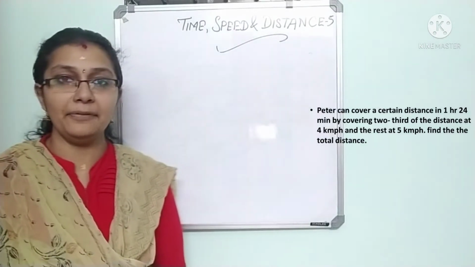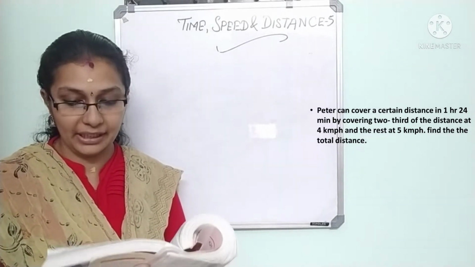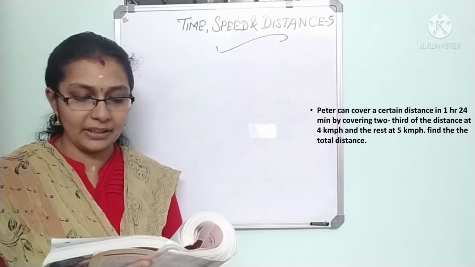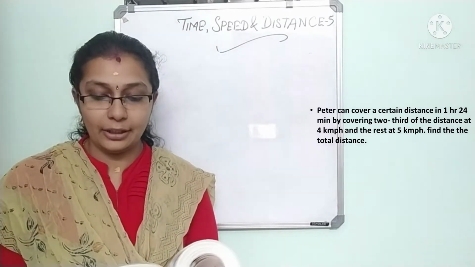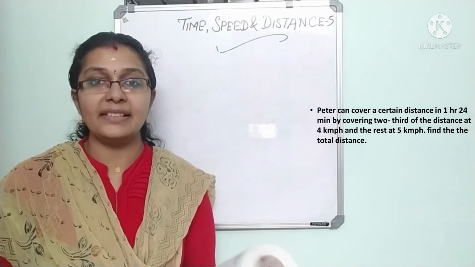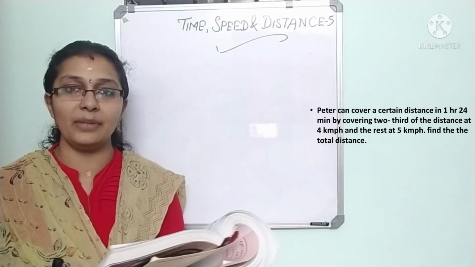Okay. Let's start with the first question. Peter can cover a certain distance in 1 hour 24 minutes by covering 2/3 of the distance at 4 km per hour and the rest at 5 km per hour. Find the total distance. So read the question carefully. Once you are clear with the question, you can proceed by yourself and then cross check with my answer.